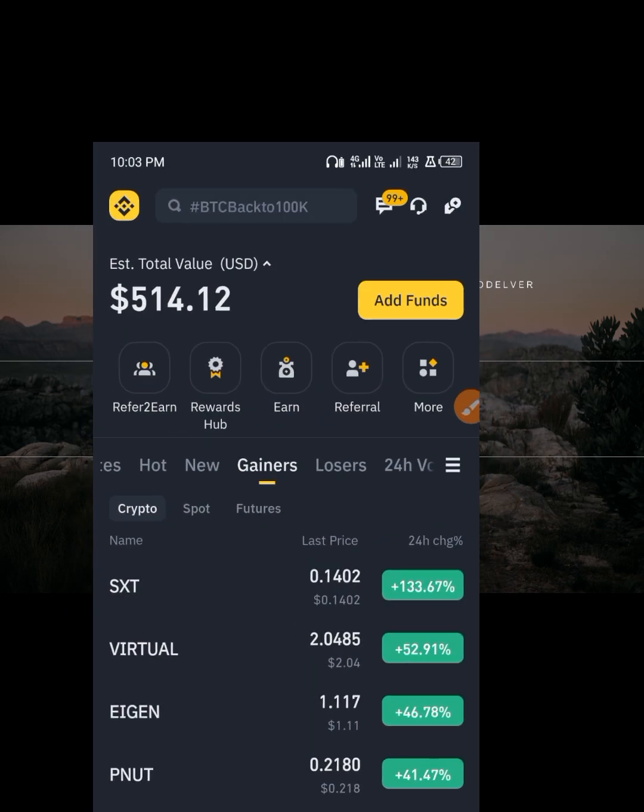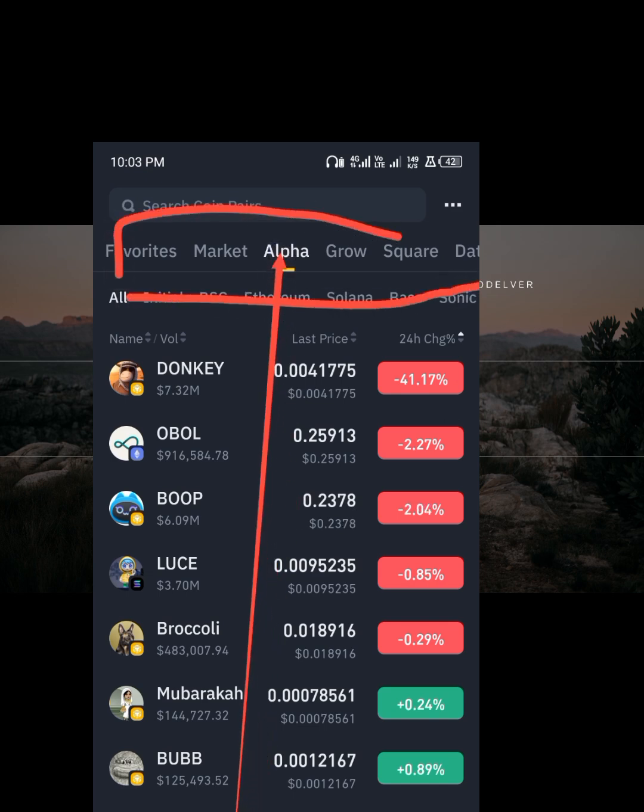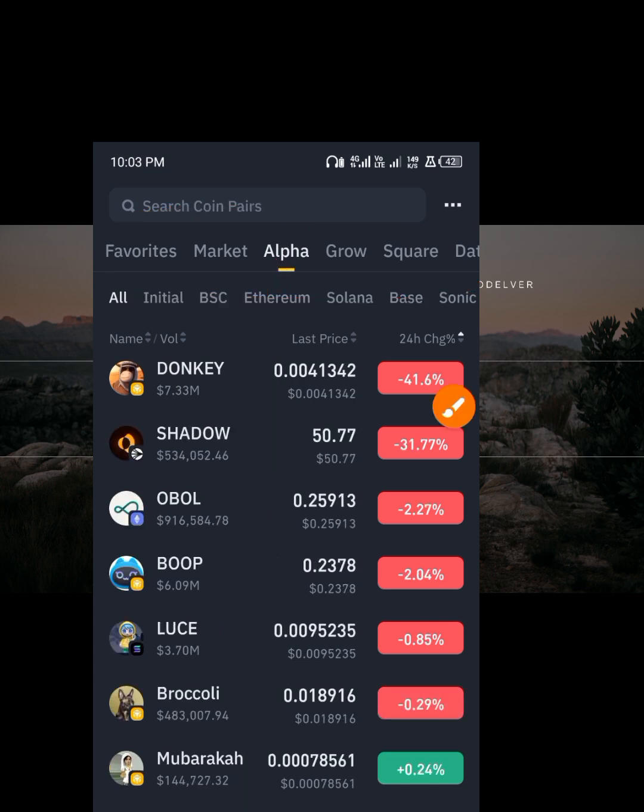Now, how do we trade? When you come to this place, just come to markets. First of all, make sure that you have some USDT or USDC in your wallet. I prefer using USDC because there are some tokens that only accept USDC. Now you're going to see a lot of things here. Under this place, you see where they wrote alpha. Please click on this alpha and make sure that you are on alpha.